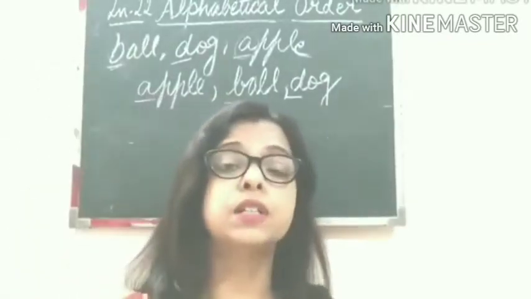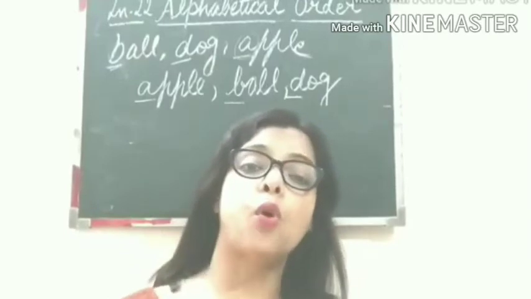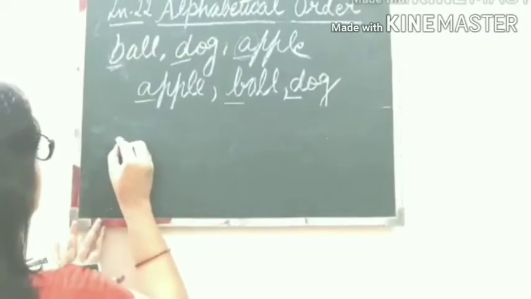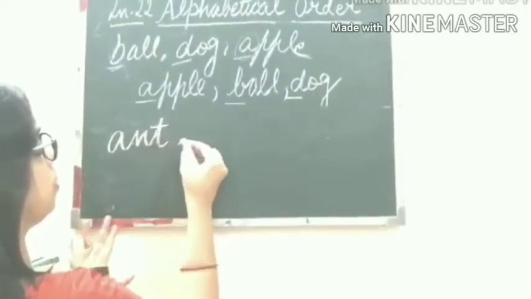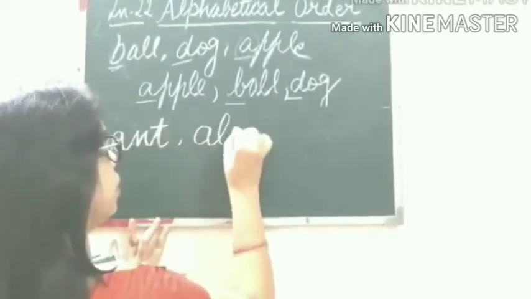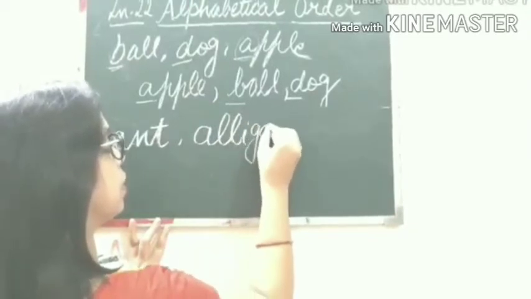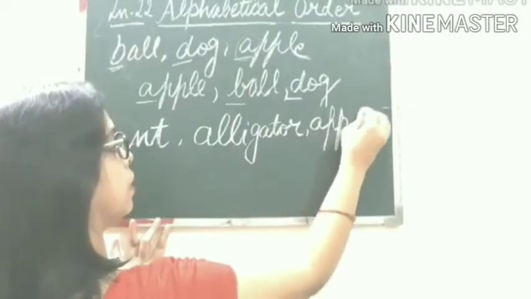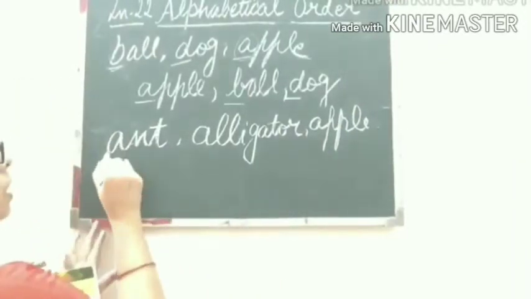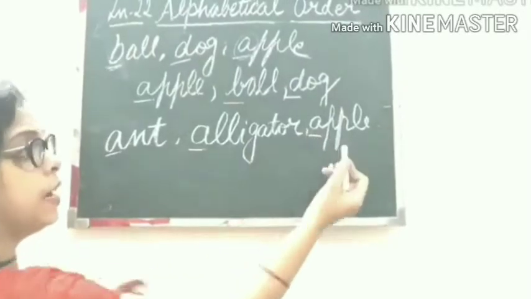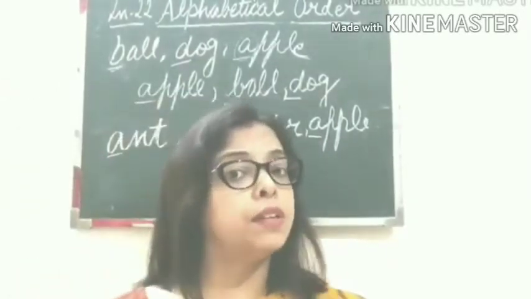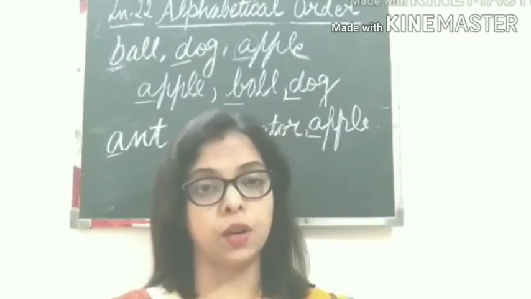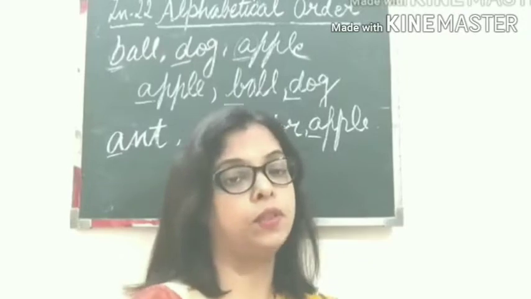So likewise we will write the words according to the alphabetical order. Now we will see what to do if the first letters of all the words are the same. Suppose I take the example ant, alligator, apple. So in this, children, you see all the words are starting with A. So how will we arrange them in alphabetical order? Now we will look at the second letter of the word.